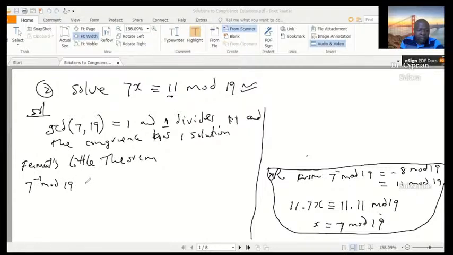19 is prime, so you can use Fermat's little theorem, and therefore the inverse will be 7 raised to 19 minus 2, which is 17, mod 19.